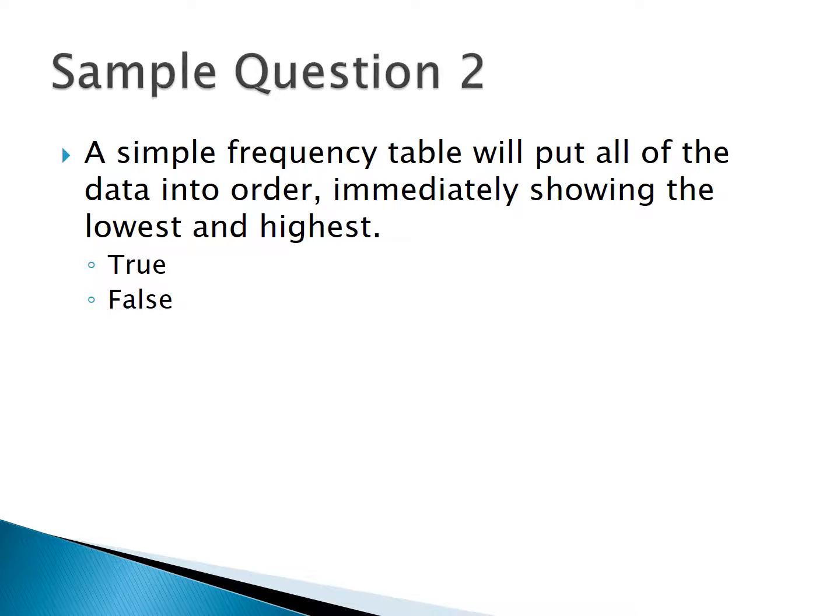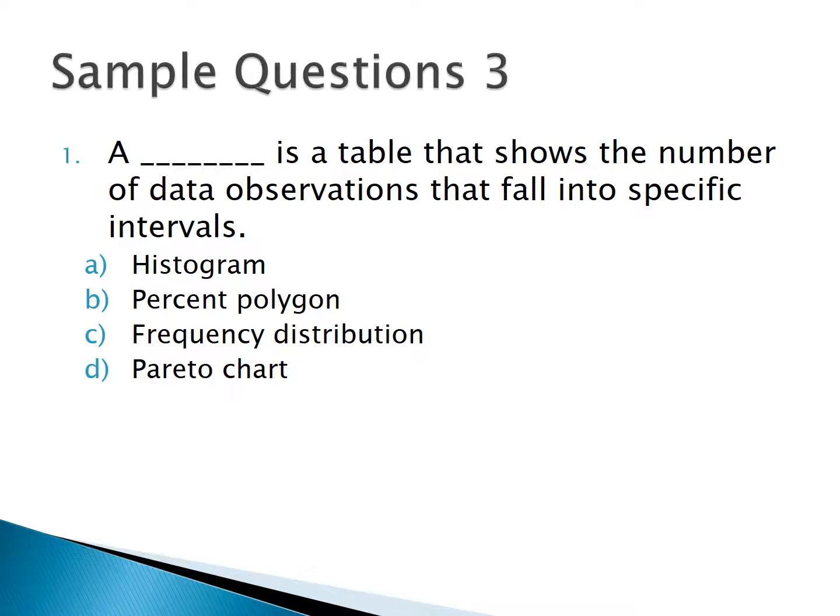Another sample question. A simple frequency table will put all of the data into order, immediately showing the lowest and the highest. That's true. Next: something is a table that shows the number of data observations that fall into specific intervals. Is it a histogram, a percent polygon, a frequency distribution, or a Pareto chart? It's a frequency distribution.